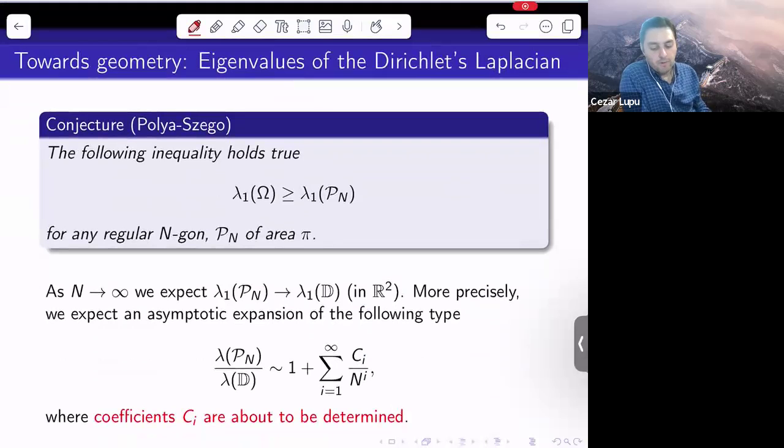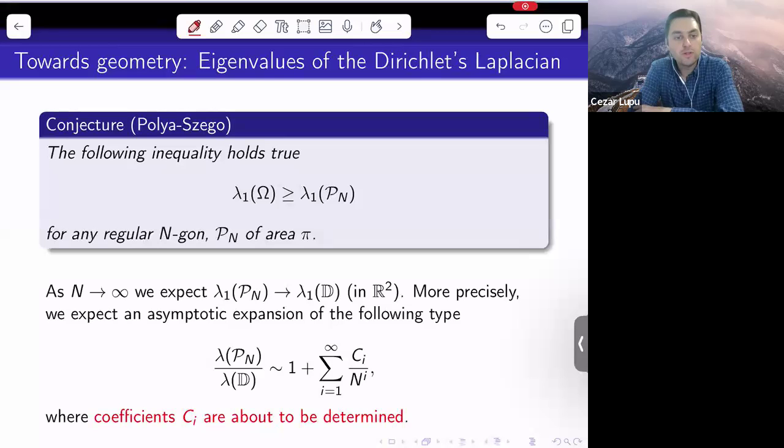There is a conjecture, a Faber-Kahn inequality, when we take the domain to be a regular polygon, let's say Pn of area pi. It's a conjecture of Pólya and Szegő, which basically says that lambda one of omega is greater or equal than lambda one of the regular polygon.